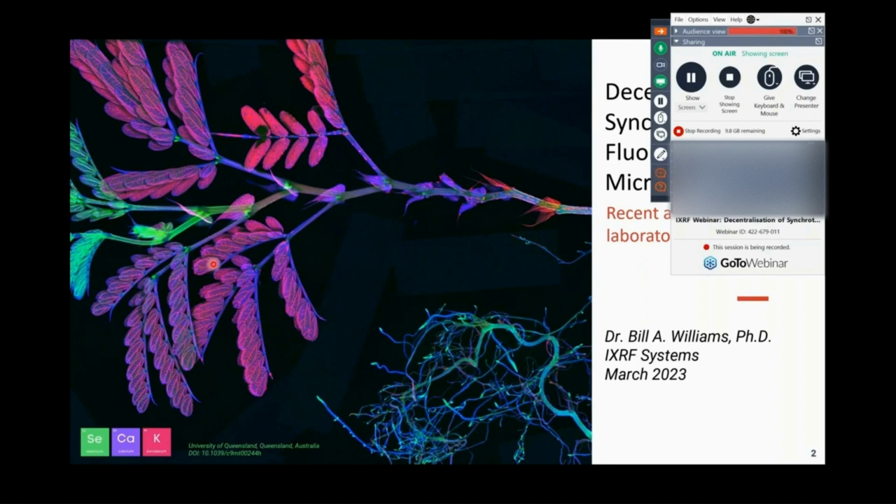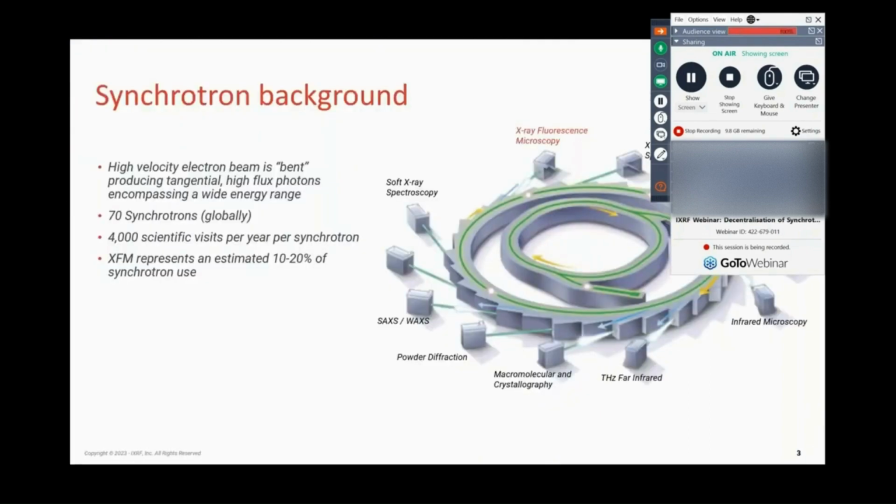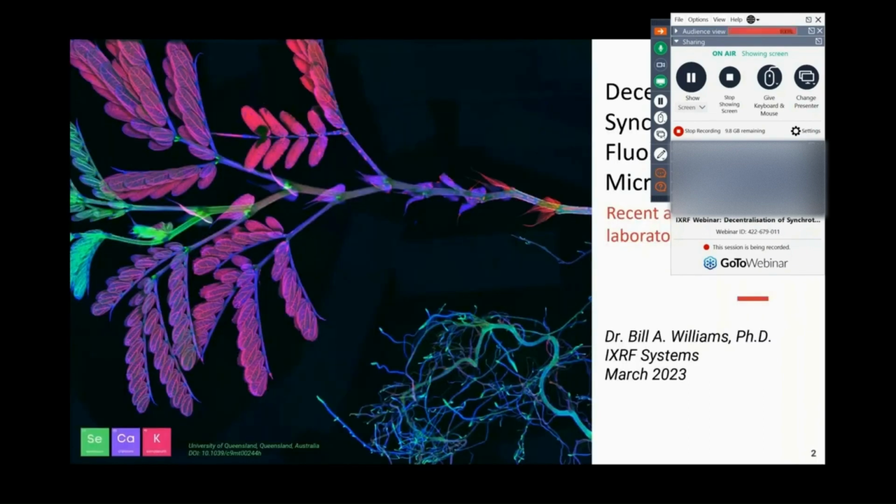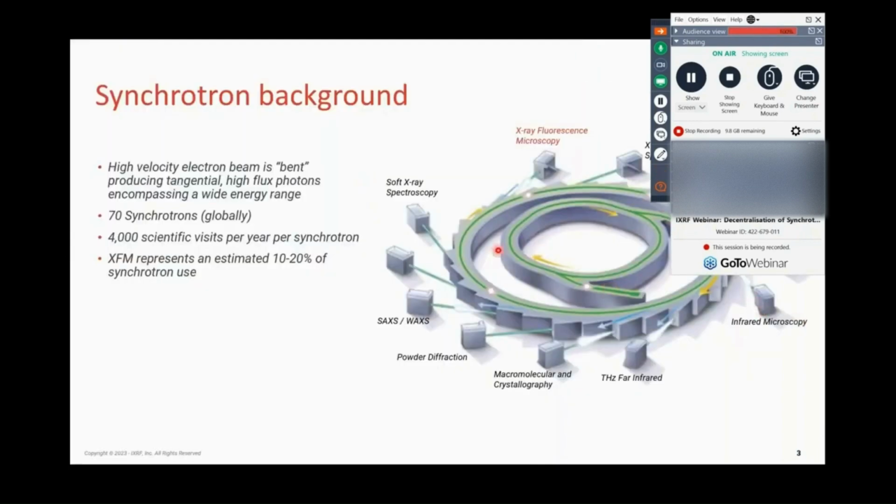I should add that this group at Queensland University are also heavy users of the Australian synchrotron XFM facilities, and yet their workhorse tool is in fact a lab-based micro-XRF system generating data as shown on this slide here. So first, I'd like to briefly describe at a high level, what does a synchrotron provide?